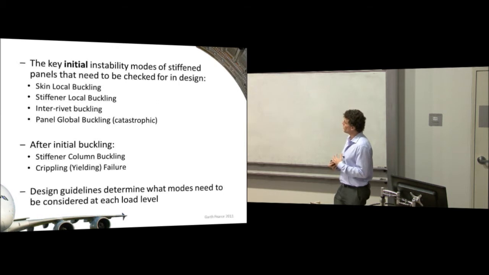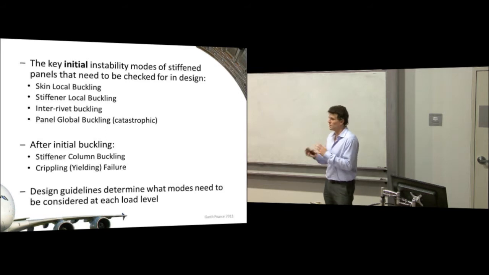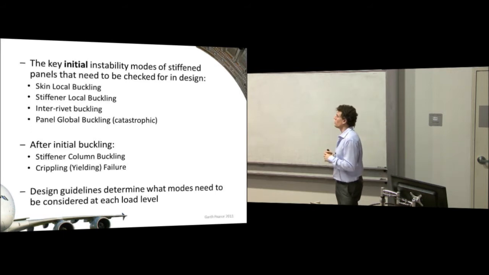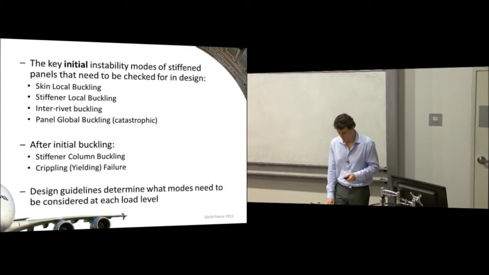So what we have to account for too are final buckling modes, which are actually interrelated to the initial buckling loads. These are stiffener column buckling, where after the skin has buckled, the stiffeners themselves become effectively independent columns, and we have to consider when they will buckle as columns. And then yielding or crippling of the stiffeners. We'll go through each one of these cases independently, and we'll talk about how design guidelines drive the loads at which we need to set all of these different buckling modes.